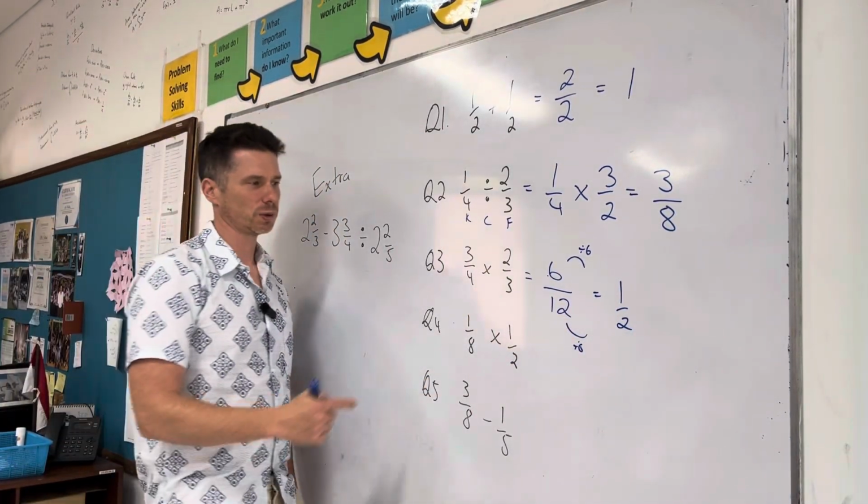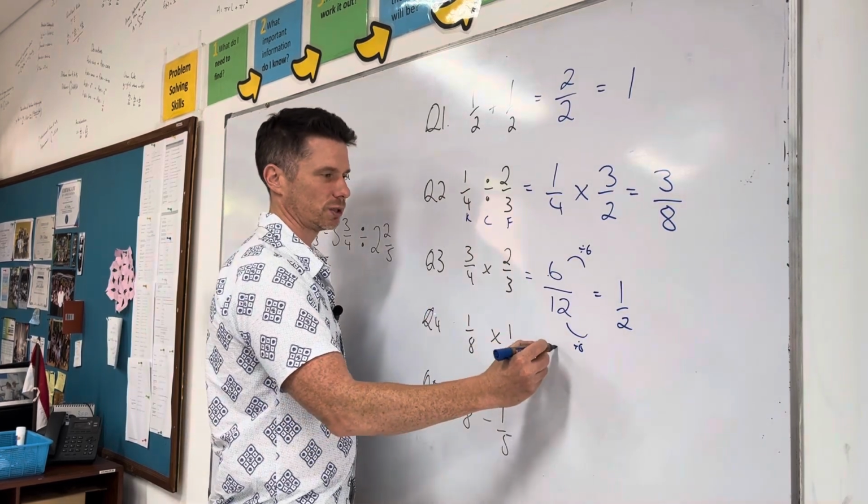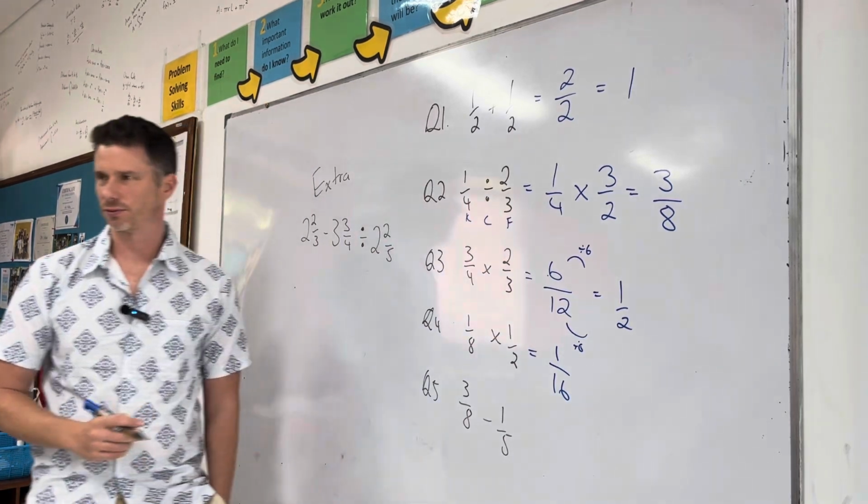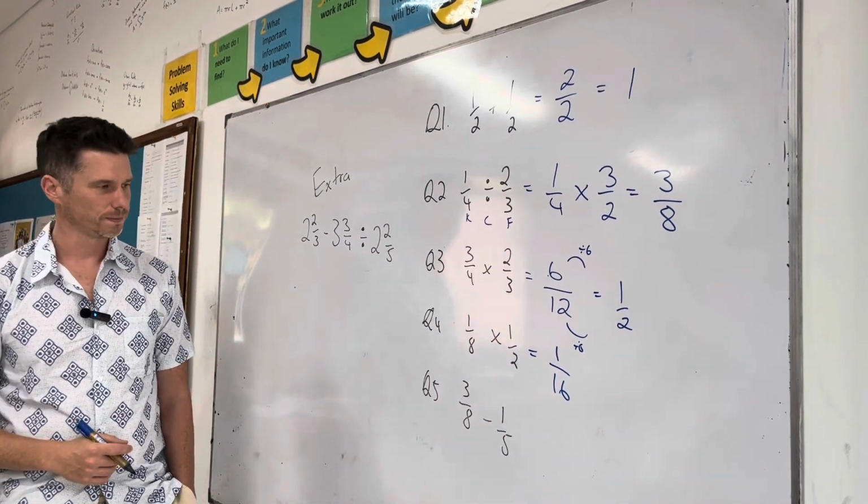Next one is multiply as well. Just go straight lines. 1 times 1 is 1. 8 times 2 is 16. Cannot simplify that because the top numerator is already 1.